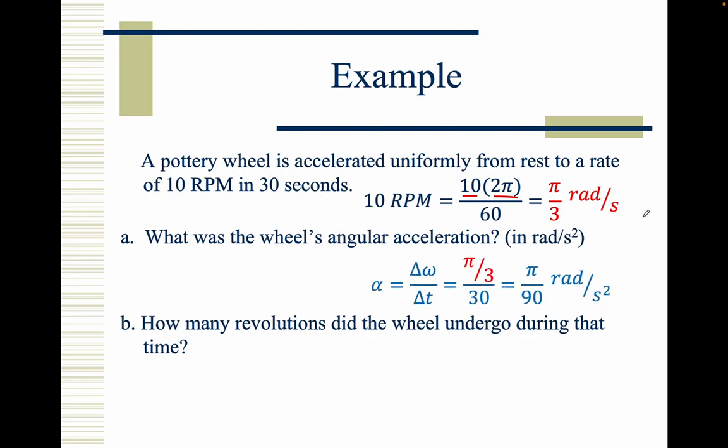Well, you remember regular good old angular acceleration is just a change in omega over change in time. And because it started from rest, delta omega is just going to be the final velocity over the time it took, 30 seconds. And so we get our angular acceleration as pi over 90. And now B. How many revolutions did that wheel undergo during that time?